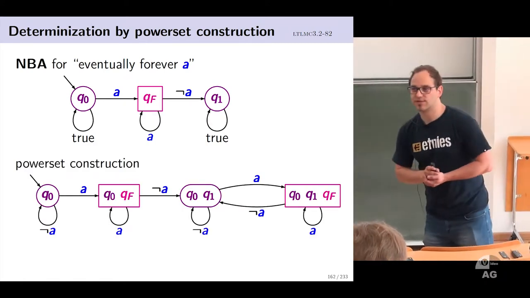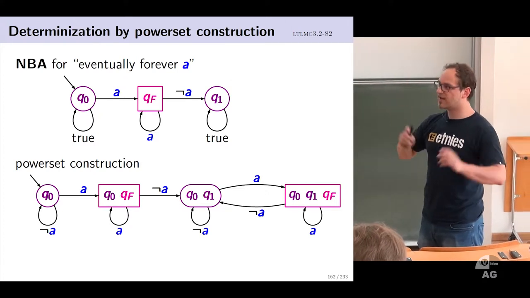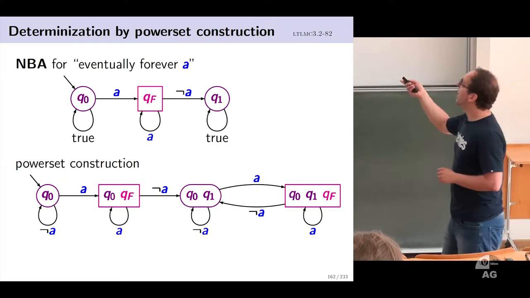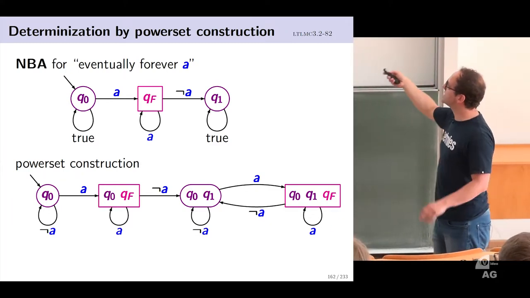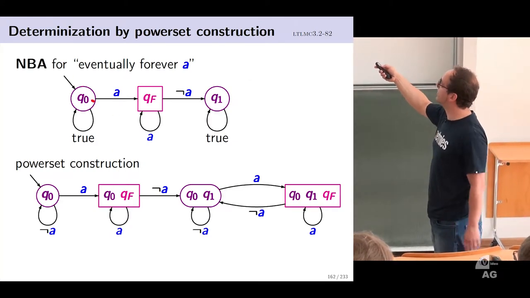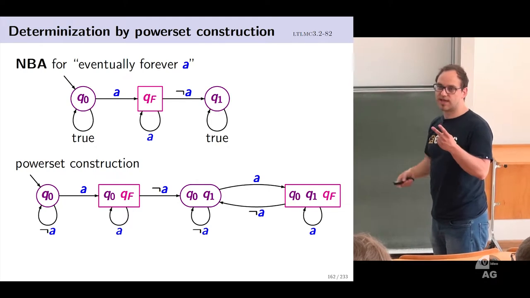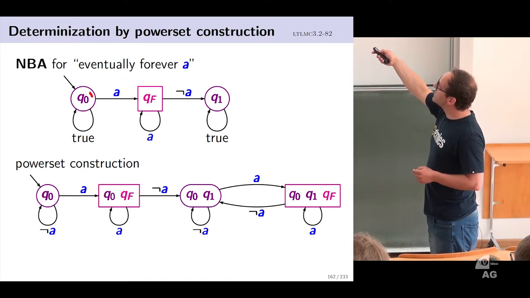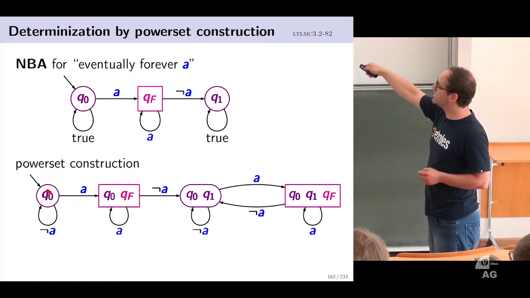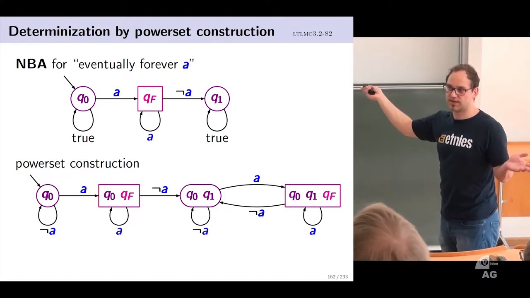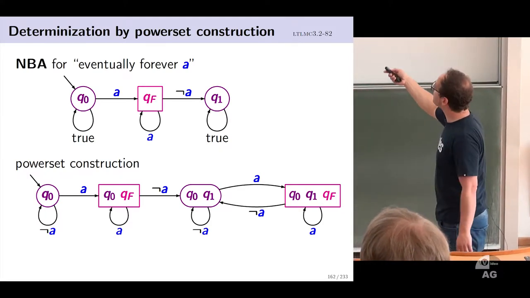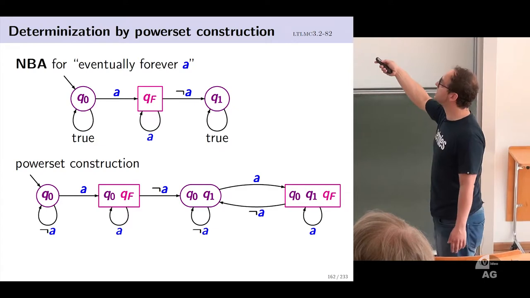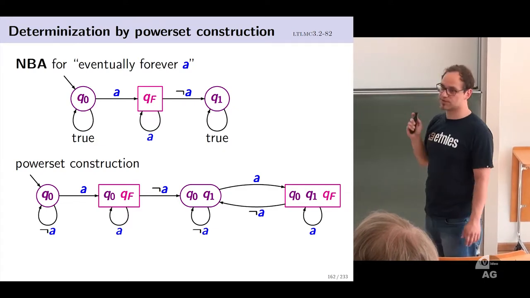Okay, let's do the power set construction that you hopefully still vaguely recall from lectures on automata theory. And then the resulting thing would look like this. Let's look at some transitions, why they are there. Starting in Q0, there are two cases. I can read either not A or A. If I read not A, then the only state that I can get to is Q0 again, so I have a not A loop on Q0 in the power set automaton as well. But if I read an A from Q0, there is a non-deterministic choice, right? There are two possible successors. I can either stay in Q0 or I can move to QF.